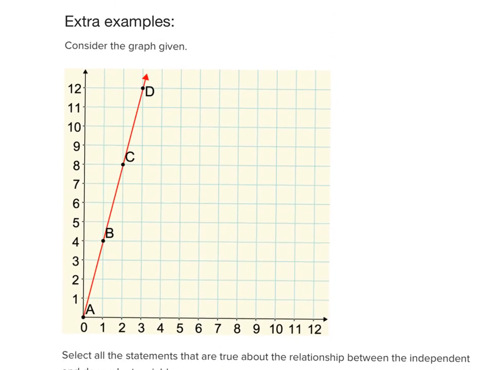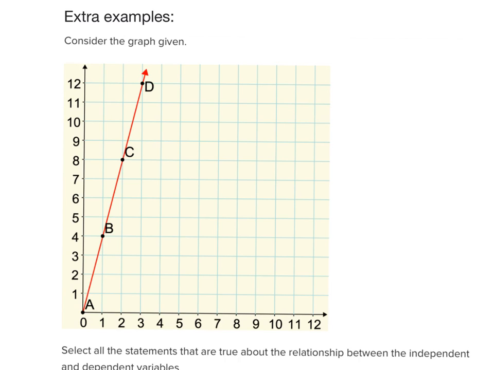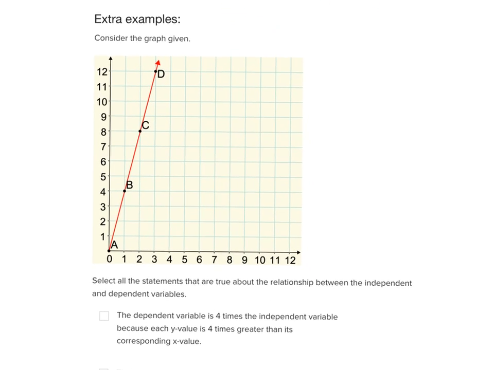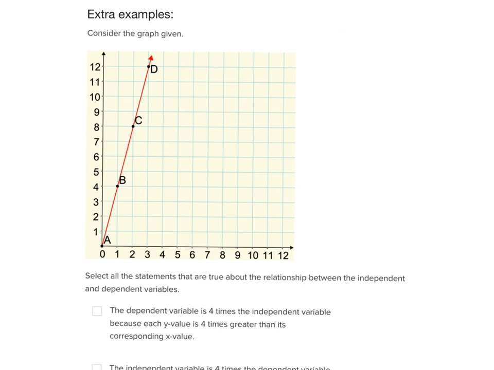Here's some extra examples. Don't put these in your notes. Consider this graph. I am considering it. Okay. Done. I considered it. Select all the statements that are true about the relationship between the independent variable and the dependent variable. Remember, independent and dependent.